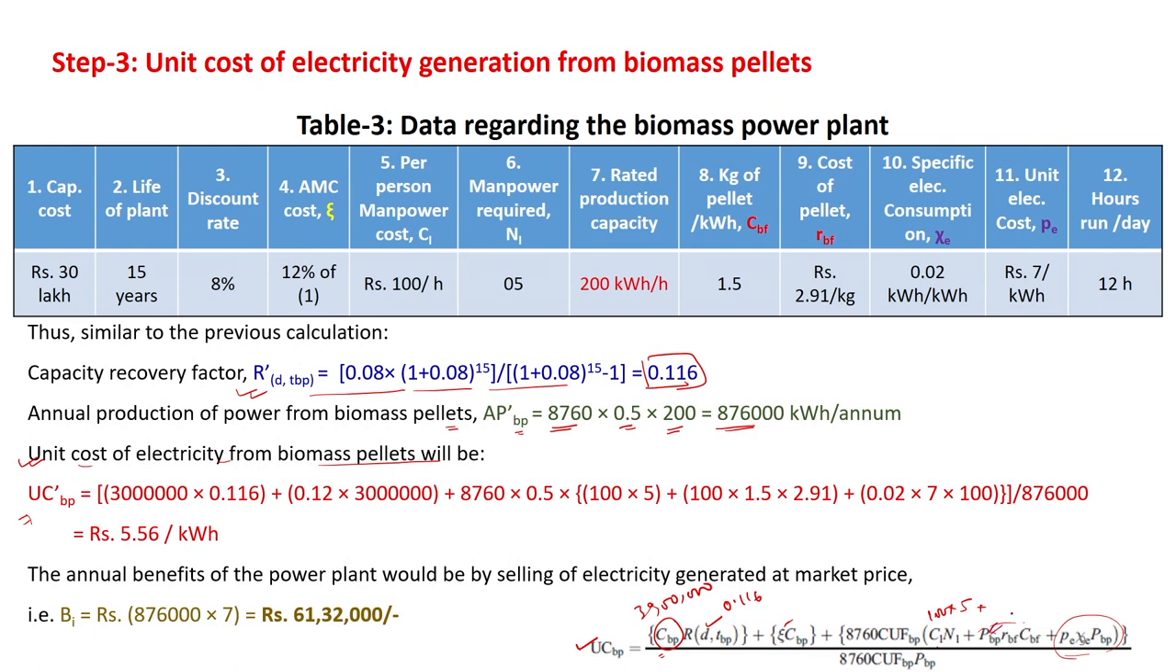So this is considered like billet. It is 100 kg per hour, the capacity we have considered, PBP. That's how we can do the calculation, and it is found to be 5.67 rupees per kilowatt hour, which is quite justified. Because if we see, the unit electricity price is rupees 7 per kilowatt hour, but what we are getting is 5.56 rupees per kilowatt hour. So it's a good solution for us.